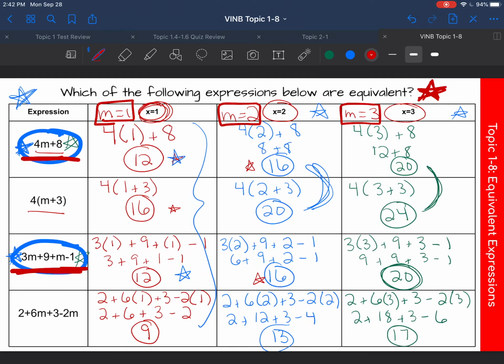Now you can make the variable up, but I would probably stick with either 1, 2, or 3 so that you're not doing crazy calculations. All right, so come up with a variable. Let's say the variable equals 2. Plug in 2 into each expression, and if you get the same solution, then you know they are equivalent.